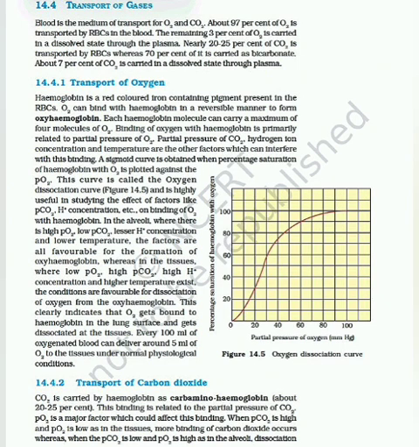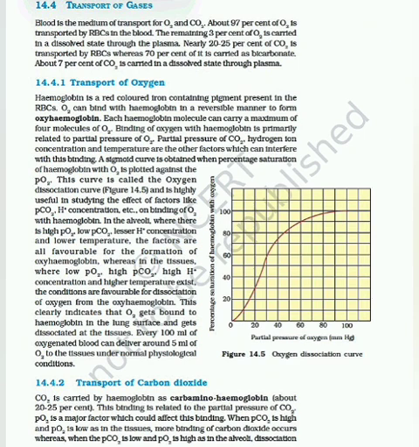In the alveoli, where there is high partial pressure of oxygen, low partial pressure of carbon dioxide, lesser hydrogen ion concentration, and lower temperature, the factors are all favorable for the formation of oxyhemoglobin. Whereas in the tissues, where low partial pressure of oxygen, high partial pressure of carbon dioxide, high H+ concentration, and higher temperature exist, the conditions are favorable for dissociation of oxygen from the oxyhemoglobin. This clearly indicates that oxygen gets bound to hemoglobin at the lung surface and gets dissociated at the tissues. Every 100 milliliters of oxygenated blood can deliver around 5 milliliters of oxygen to the tissues under normal physiological conditions.